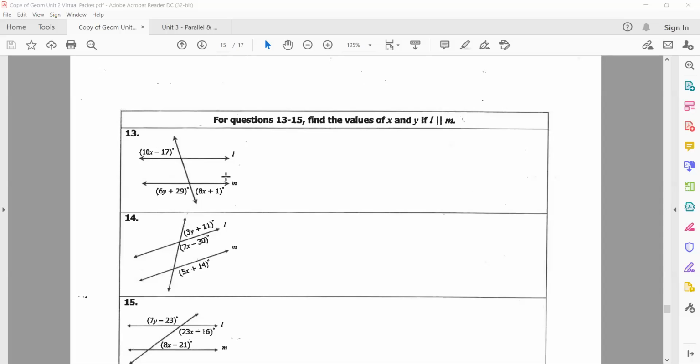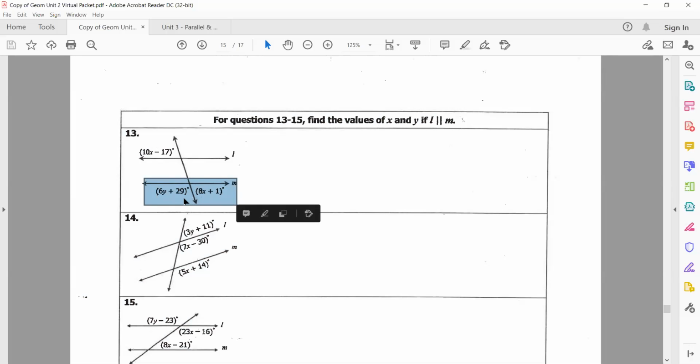Now you need to look at the next problem. It's this section right here. We know what x is, so we can figure out what that angle is, 8x plus 1, right? We know x is 9. So 8 times 9 is 72, plus 1 is 73. So now, how can we figure out what y is?